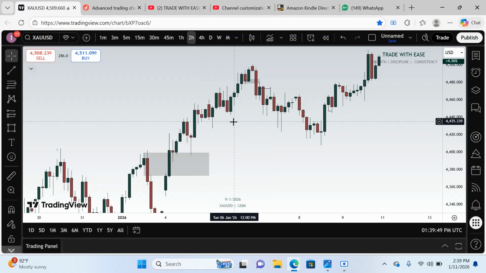Now what do you want to do? You want to look for entries, right? And on my lower time frame, there's this entry mode that I like to use. I always want price to manipulate before I buy. I always want price to take out liquidity, take the stop losses of impatient traders, or price should manipulate some traders first before I get into the market.